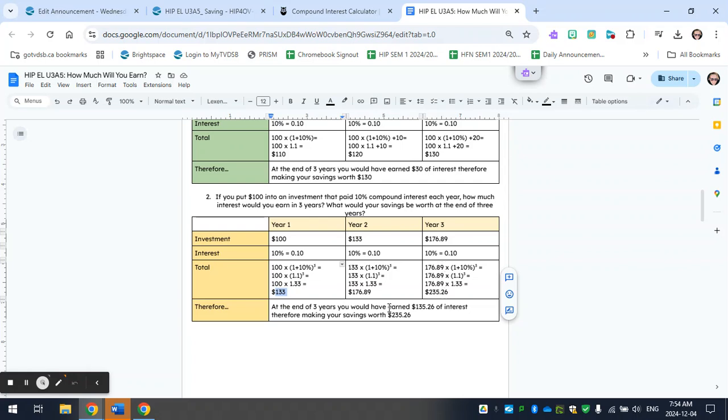So at the end of 3 years, we would have earned $135.26 of interest, therefore making our savings worth $235.26. Once again, full marks right here.